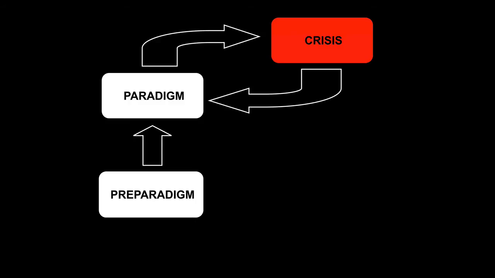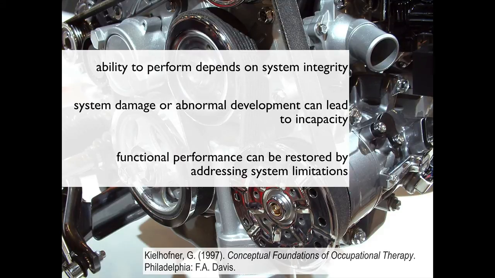However, things went on quite well, and then there was a crisis. That crisis was around maybe the 1950s or 1960s, and was really a push from the medical profession, which occupational therapy was very closely aligned with at that time, for occupational therapy to become more scientific. And so what resulted from that was the mechanistic paradigm, or the reductionist paradigm.